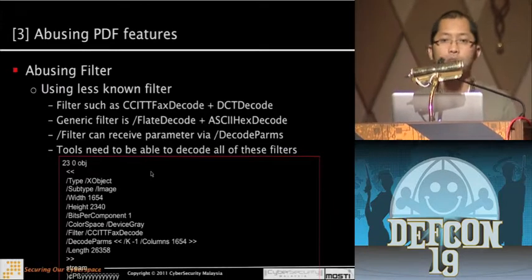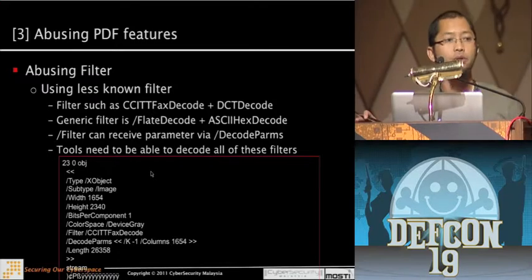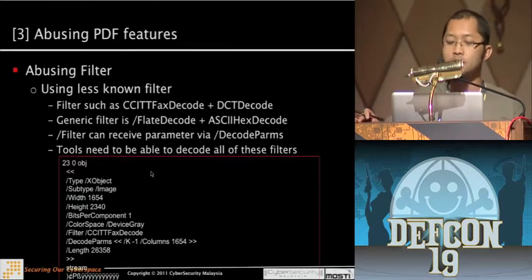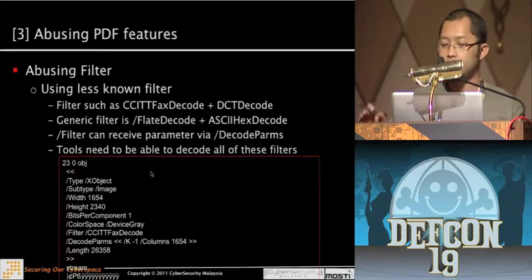Another thing that you can abuse in PDF obfuscation is the filter. The main category here is what I call PDF features. One of the normal features in PDF is the filter. The main reason for filters is basically to compress the size of the PDF, so you normally use some encoding to compress it. If you use less known filters, for example CCITTFaxDecode and DCTDecode, there is a high chance your malicious PDF will not be detected. In general, the normal filters are FlateDecode, ASCIIHexDecode, and ASCII85Decode, LZWDecode, JBIG2Decode.